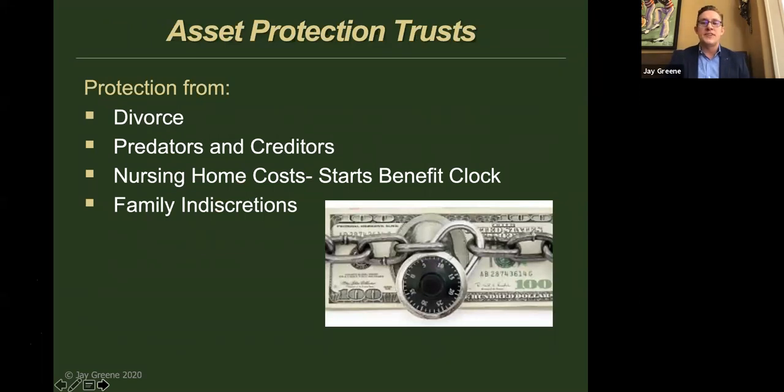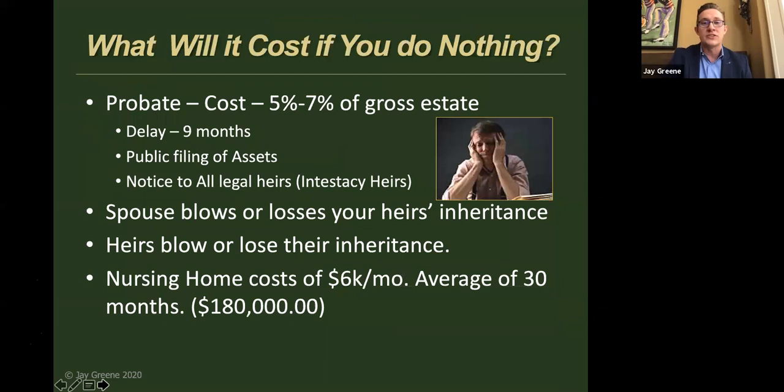So some of the benefits, again, for the asset protection trust: it can give some protections from divorce. It can give protection from future predators and creditors. That includes the nursing home clocks. It starts the benefit calculation clocks going, so that if I want to go ahead and use my money towards home care, or move into assisted living, I can confidently do that because I know I'm going to have resources later if I need skilled care. It also protects against family indiscretions.